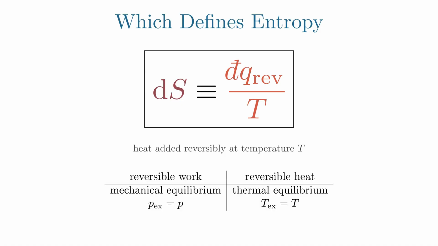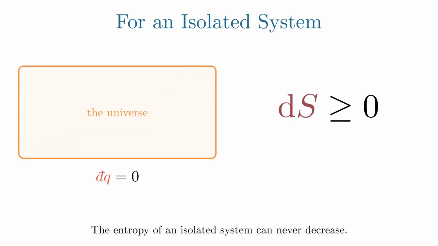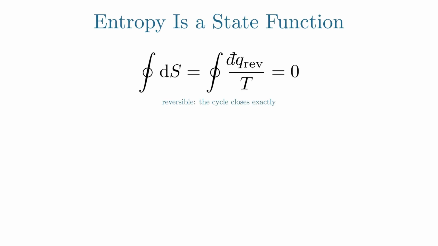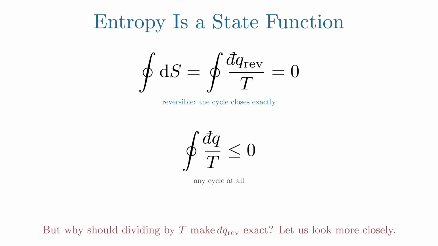The Clausius inequality clearly implies that for an isolated system, such as the whole universe, we have dS is greater than or equal to 0. Entropy is a state function, so we have the integral around the closed path of dS equals the integral around the closed path of đq reversible over T, equal to 0, and the integral around the closed path of đq over T is less than or equal to 0. Thus the second law also relates a path function to a state function. However, it is not obvious at all why dividing reversible incremental heat transfer by temperature converts it into an exact differential. So let's look at this more closely.